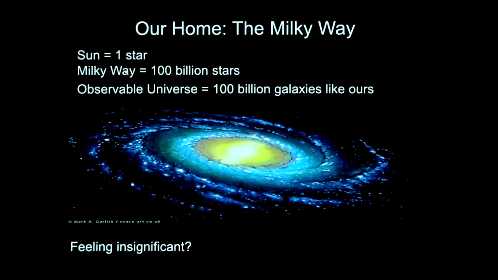So we have a situation now where we live in a Milky Way galaxy, which is one star. Sorry, the sun is just one star. The Milky Way galaxy has over 100 billion stars. And we now realize that the universe we inhabit contains over 100 billion galaxies like ours.